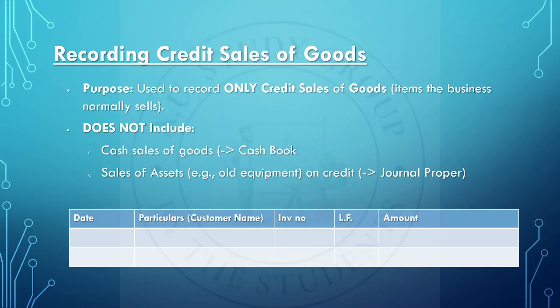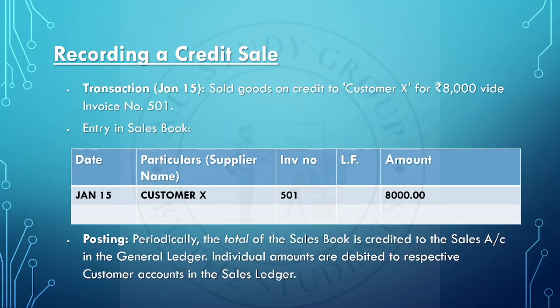Cash sales will go to the cash book. Sales of assets will basically go to the journal proper. Look at the columns, how the book looks: date, particulars, invoice number, ledger folio, amount. Now, an example of an entry.